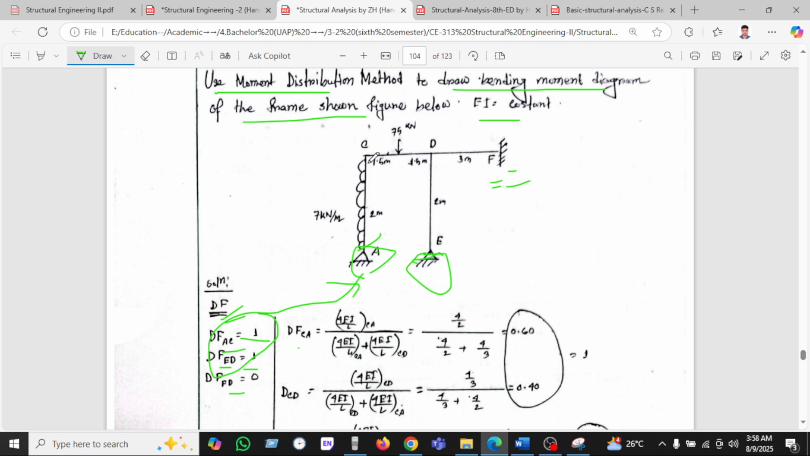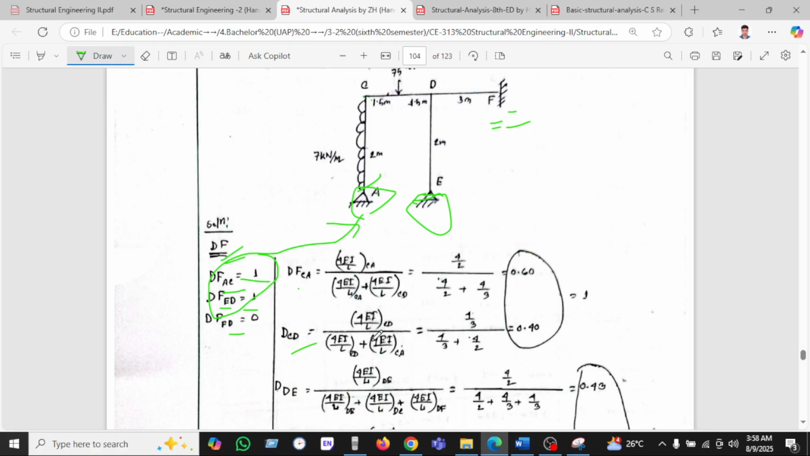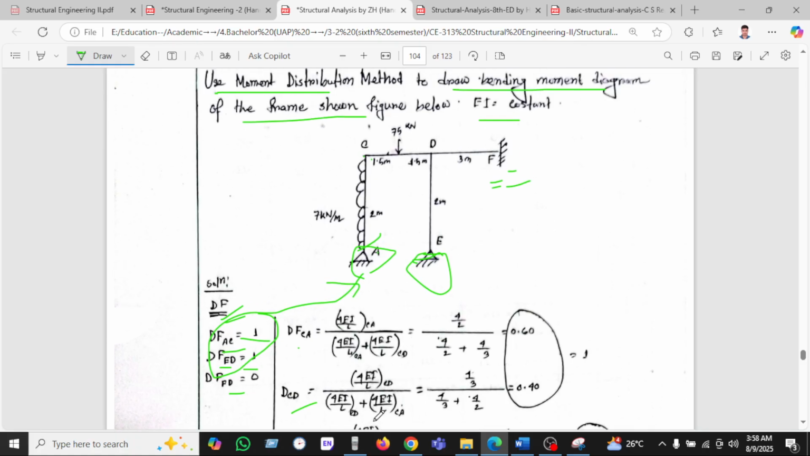And CA is a joint. What will be the joint distribution factor? CA divided by CA plus CD. CA uses 3EI by L, and CD we can use 4EI by L. This is the CD joint, 4EI by L of CD divided by the sum of CA and CD, and we found 0.40, and the upper is 0.60. If we sum them, it will be 1, because this joint is always 1. The CA we have found 0.60, and CD we have found 0.40.